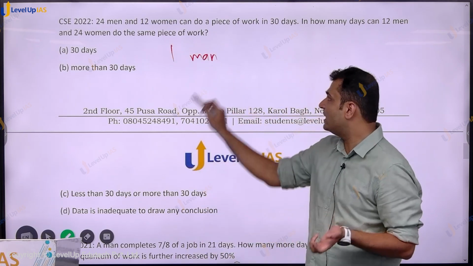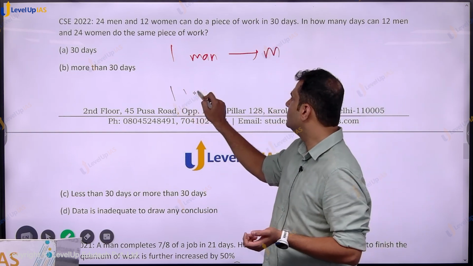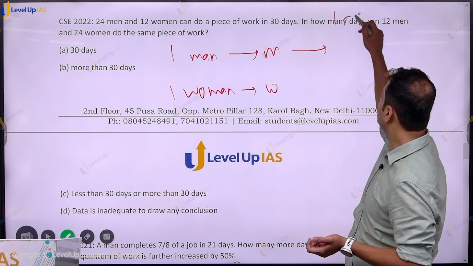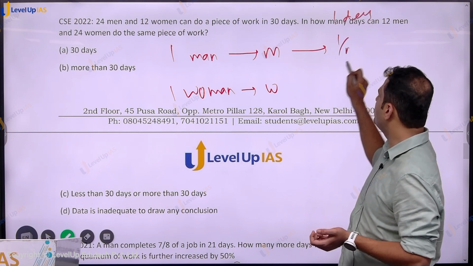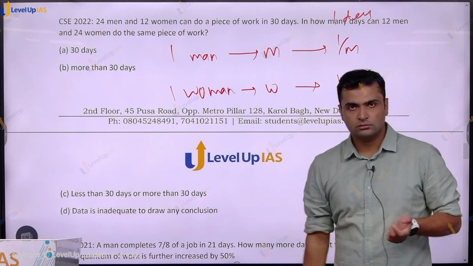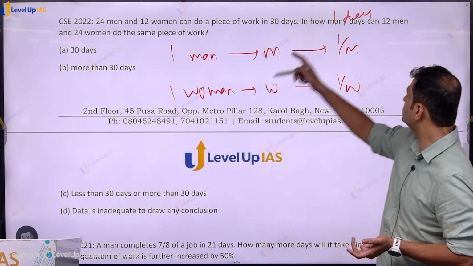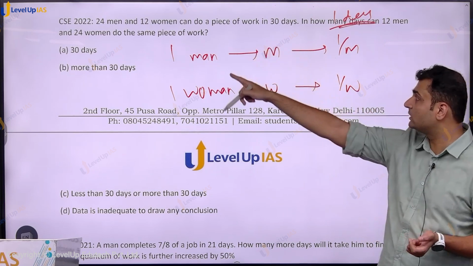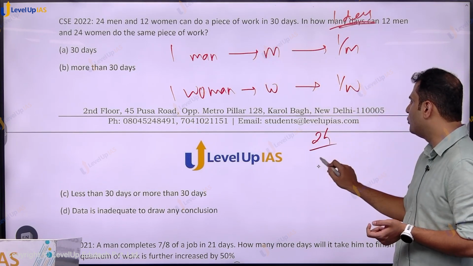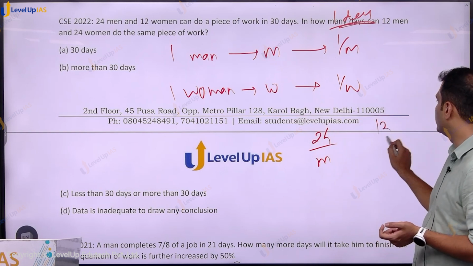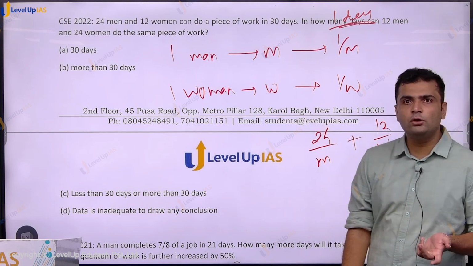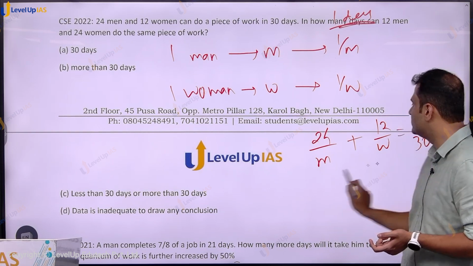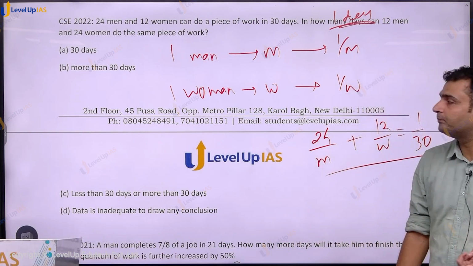So let one man finish work in M days and one woman finish work in W days. So in one day, one man will do 1/M work, one woman will do 1/W work. So in one day, 24 men are there. 24 men will do 24/M work and 12 women will do 12/W work. And if they work together, this is how much work they will do in one day. And the work is getting finished in 30 days. So it is equal to 1/30. This is what the equation will look like.